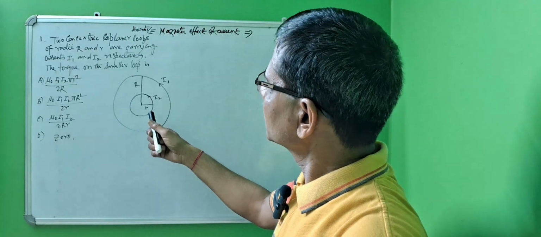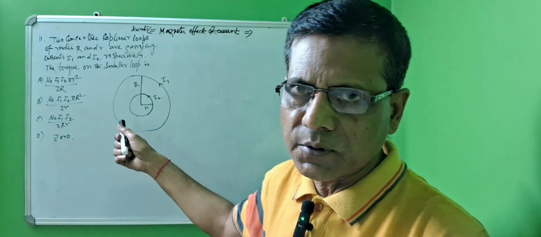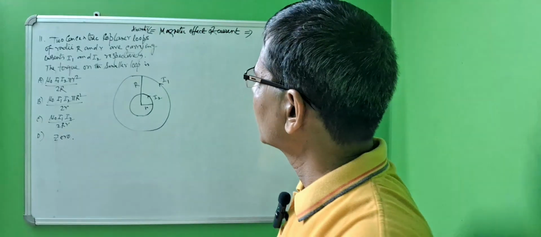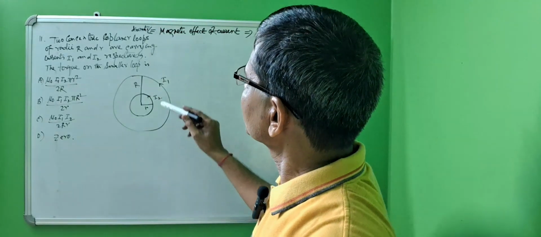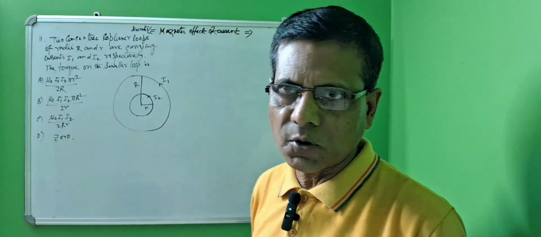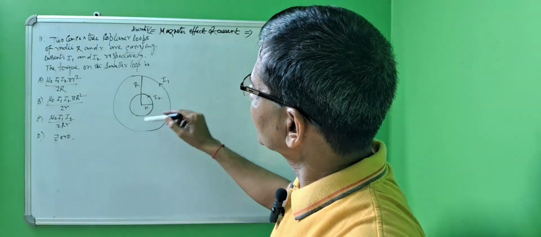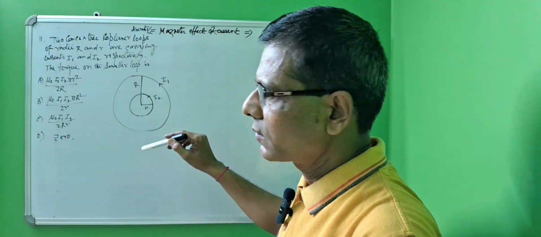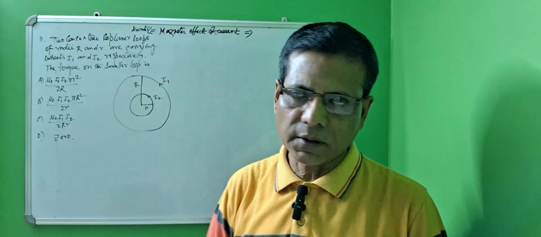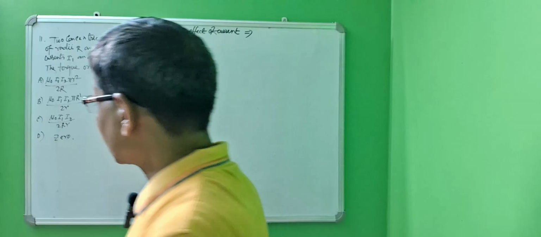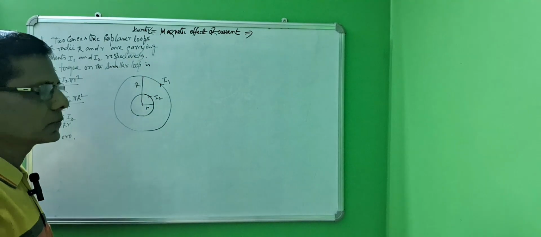Then M, the magnetic moment for the smaller loop. We know the magnetic moment for the smaller loop is I into A. Here it is I2 into pi r square, pi small r square. So M is a vector quantity and B is also a vector quantity. What is the direction of B? B is the direction for the circular coil.